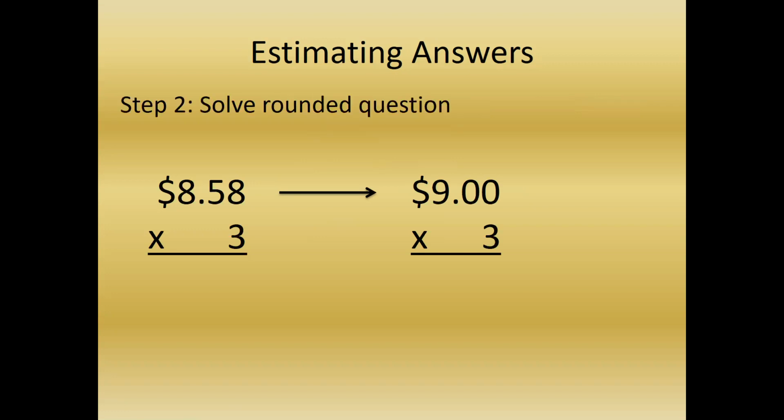Step number 2 is to solve our rounded question. So 9 times 3, remember we can ignore the zeros for now, we'll add them on after. 9 times 3 is 27, so 27 goes below the 9. Then we add our 2 zeros on because there's 2 zeros in the top factor. Then we line up our decimal point again, so it just drops straight down. It has 2 digits behind it, just like in the top factor. Then we add our dollar sign, otherwise our answer is not complete. So that means $9 times 3 is equal to $27.